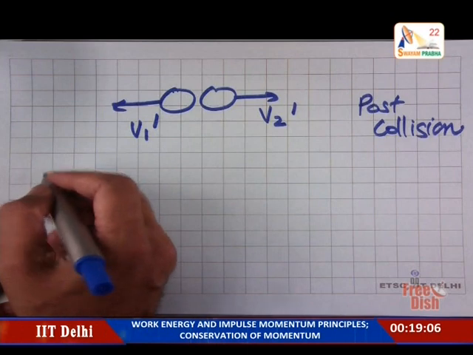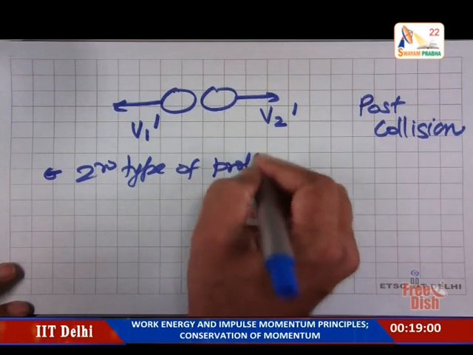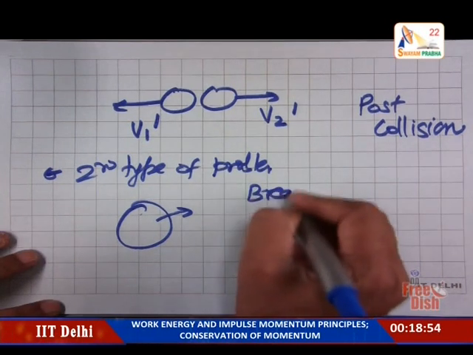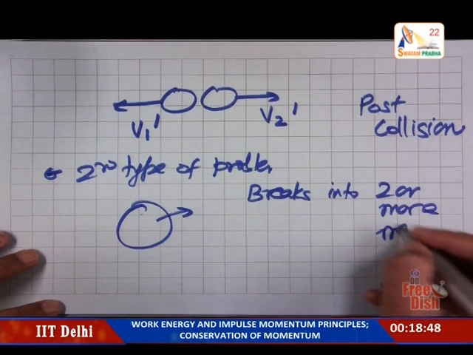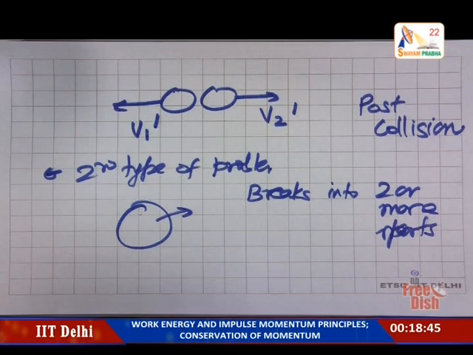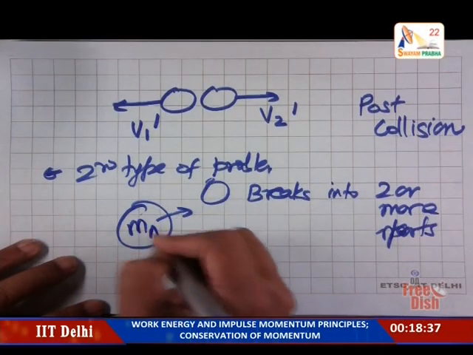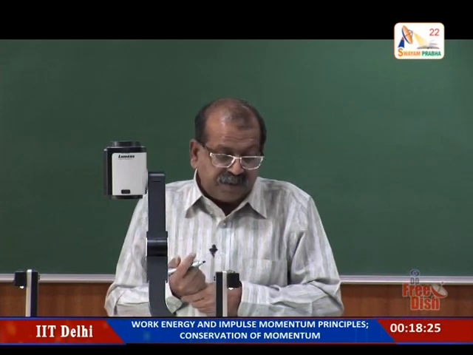The second type of problem is when we have one body which is moving and it suddenly breaks into two or more parts. So, it is something like a splinter which is moving and then it breaks into two parts. So, this is MA and this breaks into two parts B and C. Now, this breaking up will be because of internal forces, and let us see how we can apply the principle of conservation of momentum.